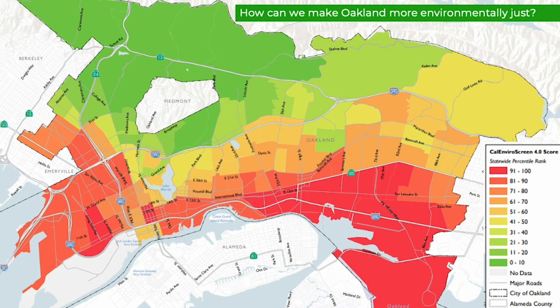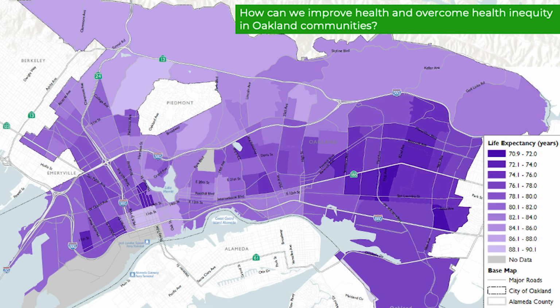This tool layers factors together on top of one another and scores all of California's tracts of land. The higher the score, the more impacted a community is. Using these methods, all but 2 tracts of land touching the I-880 are the most burdened in the state of California. The big question is, how can we make Oakland more environmentally just so that no place is affected by an unfair environmental burden? Your neighborhood also has a big impact on your health.